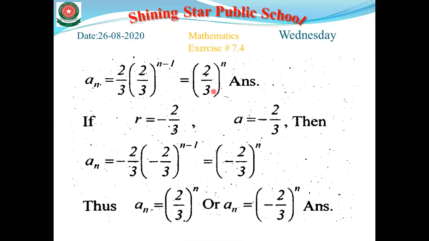Okay. But if r is minus 2 over 3, so what will happen? a is minus 2 over 3, r is minus 2 over 3. Again bases are same, powers will be minus 2 over 3 power 1 and n minus 1. Add, the power is n. So thus aₙ is (2/3)ⁿ or aₙ is (−2/3)ⁿ. If r is positive, then aₙ is this. If r is negative, then aₙ is this. It's very simple.